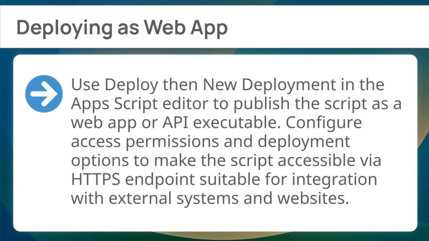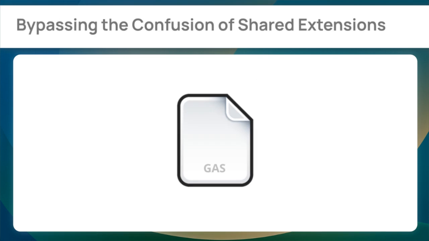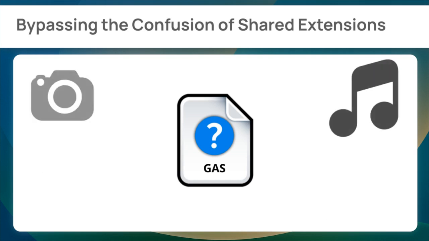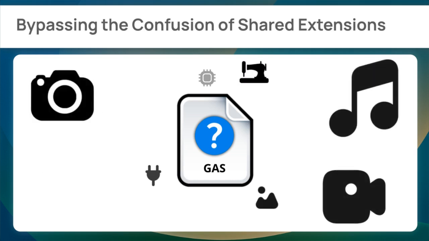Use Deploy then New deployment in the app's script editor to publish the script as a web app or API executable. Configure access permissions and deployment options to make the script accessible via HTTPS endpoint, suitable for integration with external systems and websites. If compatibility checks failed, it is likely because the file extension name is shared by different developers for unrelated formats, causing your PC to use the wrong reading language.